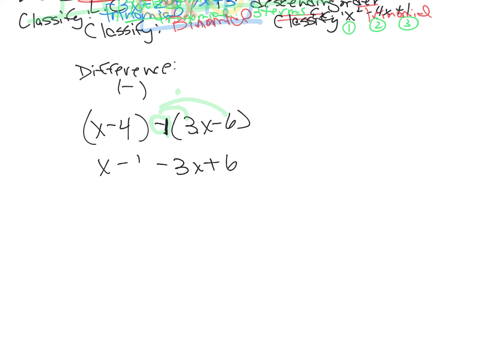Now I can bring this x minus 4 down. It doesn't change anything in front, only behind, okay? So now I'm going to combine like terms. So I'm going to look down the line. I have an x and a negative 3x. So that's 1 minus 3x. So I get negative 2x. Then I have a negative 4 and a 6. So a negative 4 plus 6. So I get a positive 2. And that's my answer.